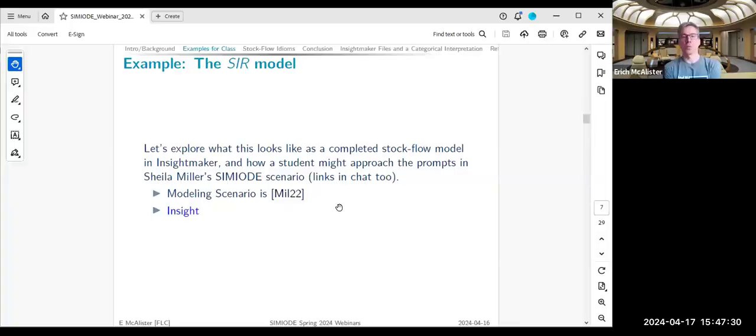So the next slide is we're gonna explore this insight. This is using the modeling scenario in Simiode. I'm gonna put the link to the modeling scenario in the chat. The modeling scenario is here, and the insight on Insightmaker is here. If you want to go to that, feel free. The one thing that you won't be able to do is edit the insight.